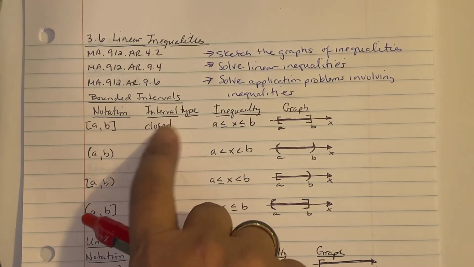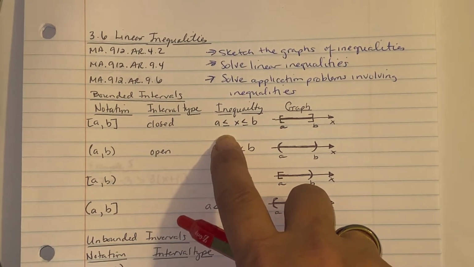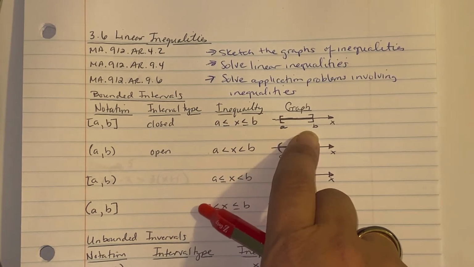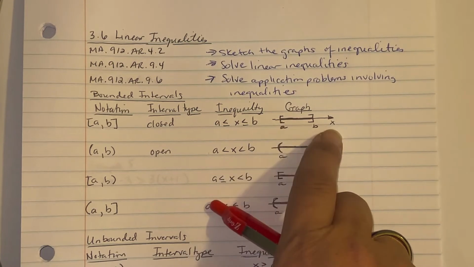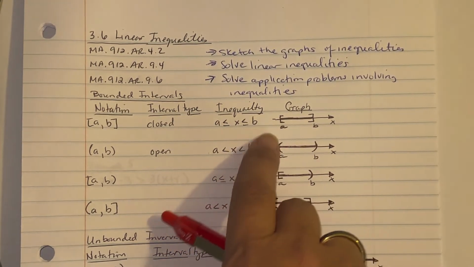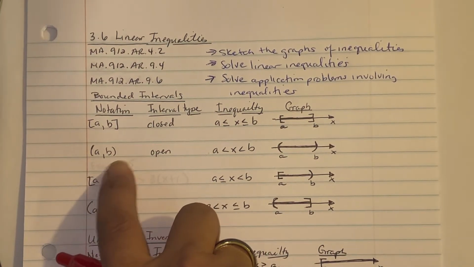Means that when we look at the inequality, it's a is less than or equal to x, which is less than or equal to b. And we would graph it in this instance with a graph line with brackets on both ends, meaning the values are being contained within it and included. If you see parentheses, a comma b, close the parentheses, that is called an open statement.